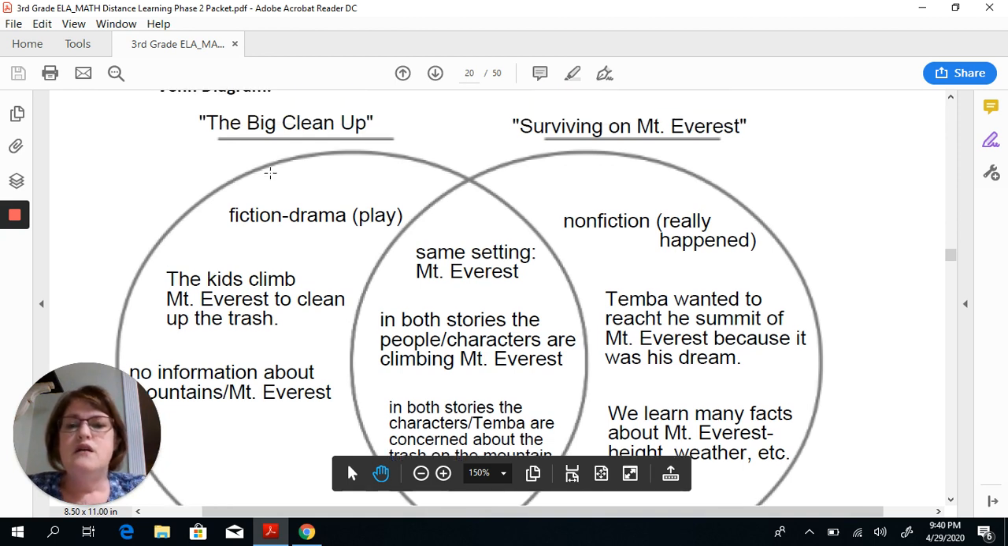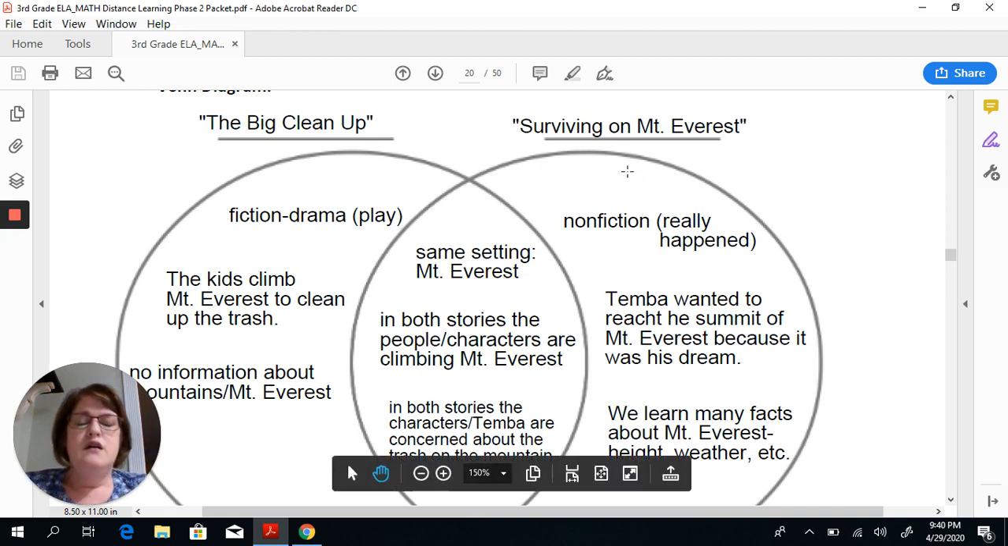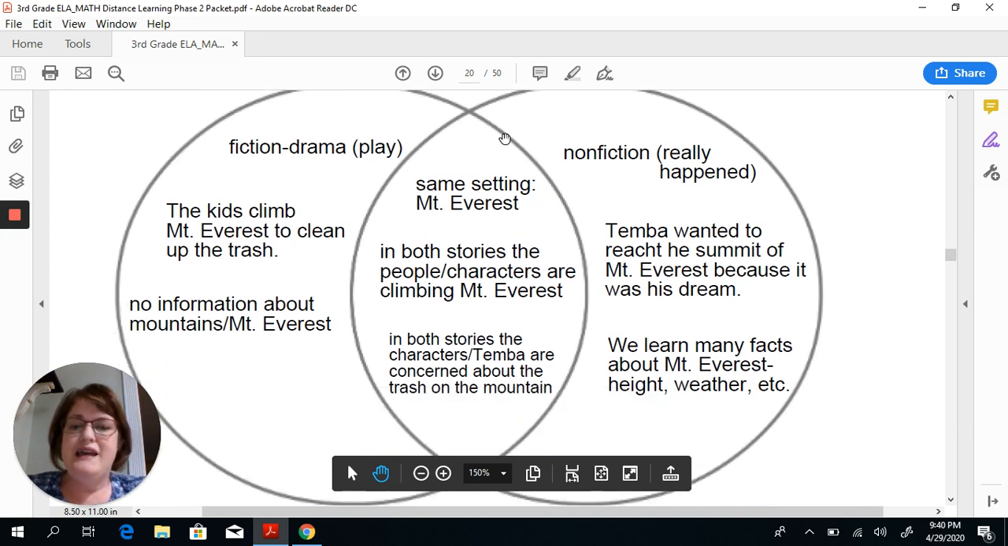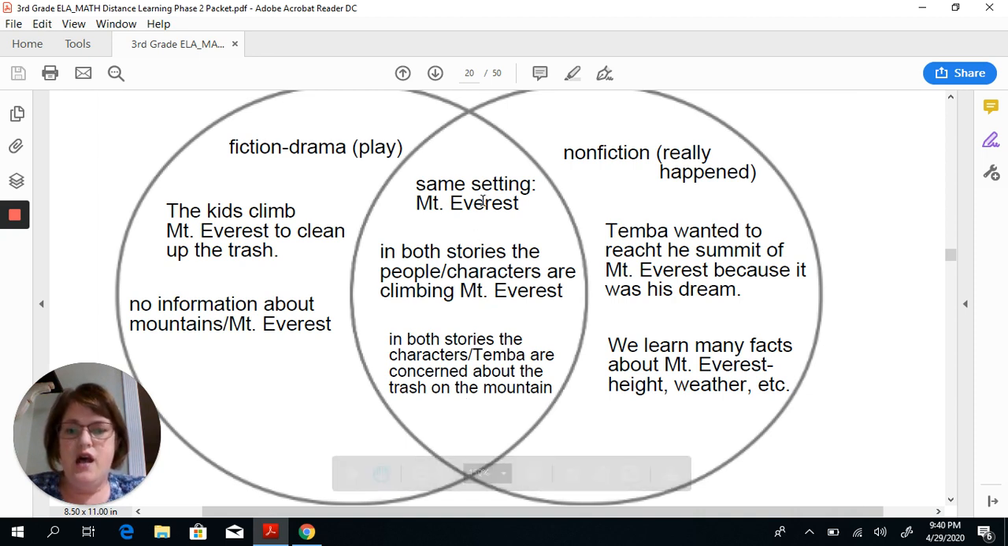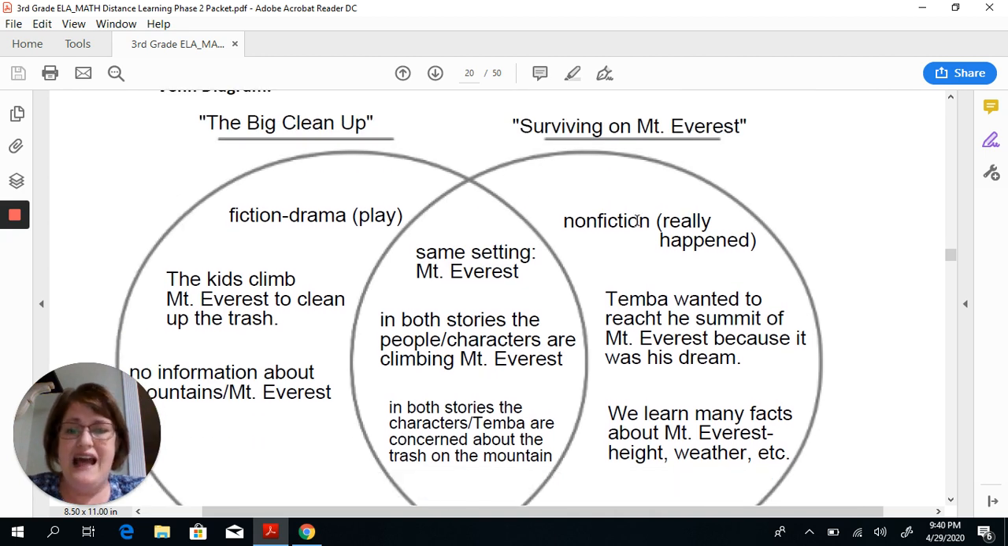So characteristics or things that only relate to the big cleanup are on this side. What relates only to surviving on Mount Everest is on the right side, and what they have alike is in the middle. So how the stories are similar, things that they have in common or the same are in the middle. Okay, these are just a few that I came up with.